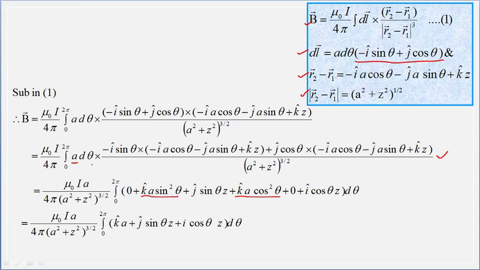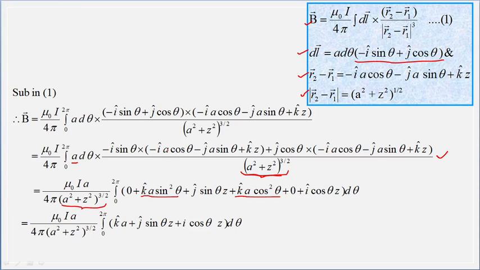Then this a is taken outside, and this one is also taken outside. So a is taken outside, and a square plus z square raised to 3 by 2 is taken outside. Then here we try to take the cross product. Minus is plus, vector i cap cross vector i cap. A cross a is 0, because the magnitude is ab sin theta, theta is 0, and sin 0 is 0.